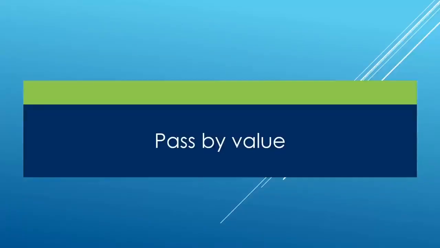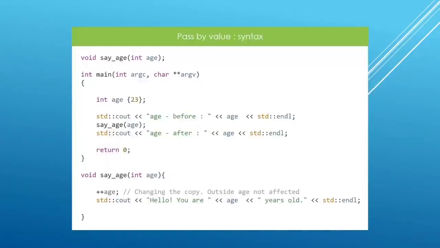In this lecture, we're going to see what is meant by passing parameters to a function by value. And we're going to look at an example of that. Here we have a simple function called, say, age. It's going to take one parameter, which is an integer called age. And in the body of the function, we are printing out the age after incrementing it. Suppose this is something useful for your program.